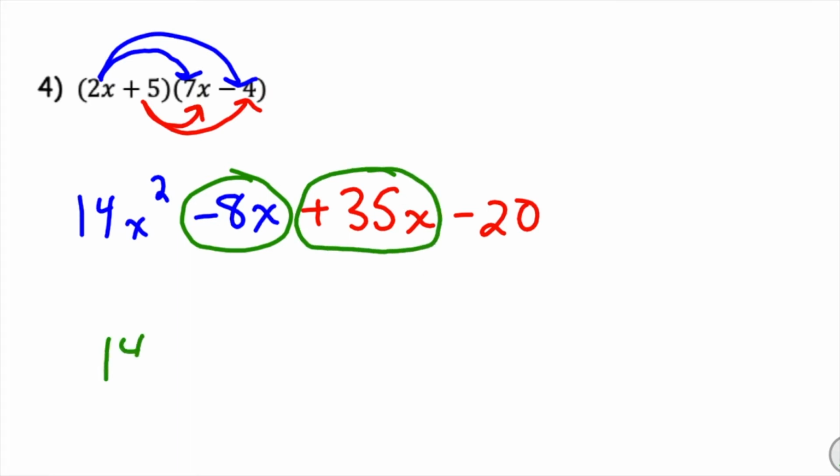But first of all, let's bring down the 14x squared. There's nothing to combine with that, so we're just going to bring that guy right down. Negative 8 plus 35, add those together. Use your calculator. Negative 8 plus 35 is 27x. And this negative 20 out here has nothing to combine with it, so we're going to bring that guy down too. And there's your final answer.